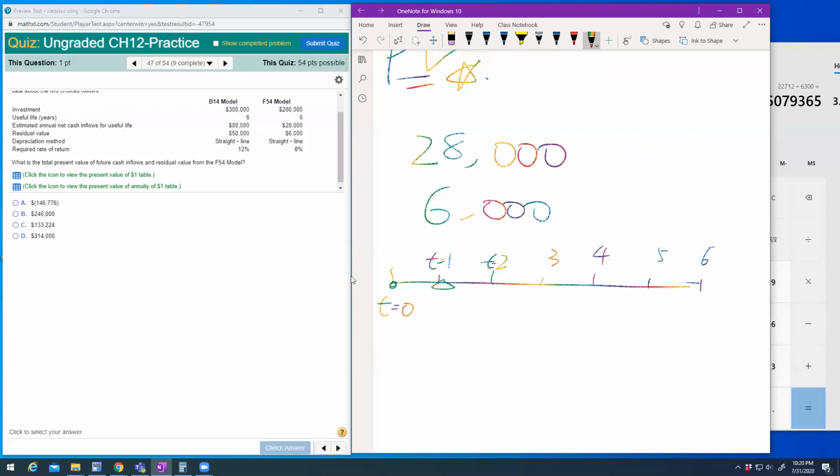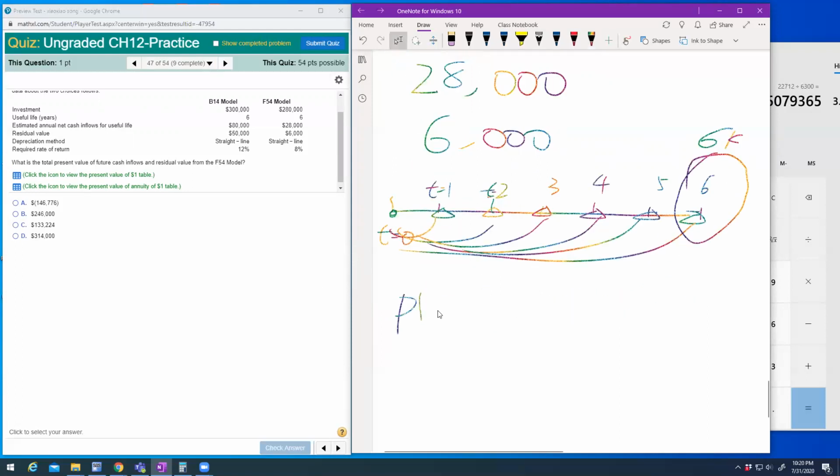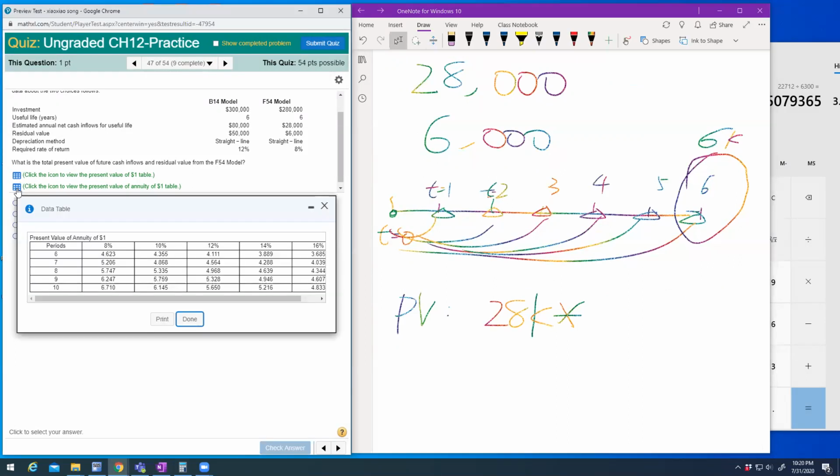Every year you get 28,000. At the end of the 6th year, you get an extra 6,000. So what is the present value? Your present value will be this 28,000 times the annuity factor, 6 years, 8%, which is 4.623. And then in the last year you have this 6,000, but it's not an annuity.